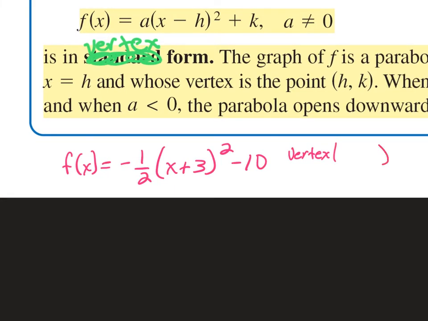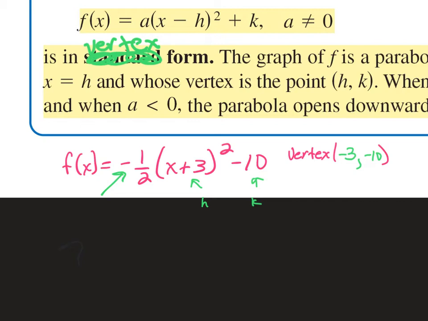-10. Well, I have 2 points. I need the x part and the y part. So my x part would be? -3. Good. The opposite of what you think. And then my y part would be? -10. All right. What is this telling you that the parabola is going to do?